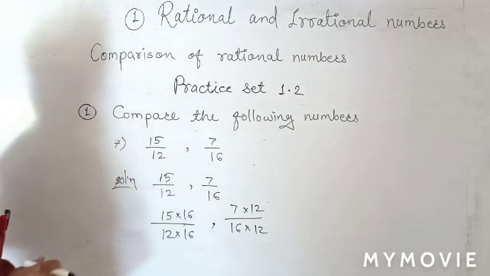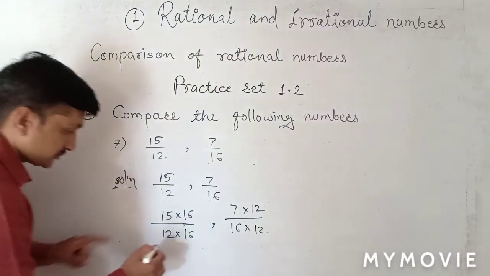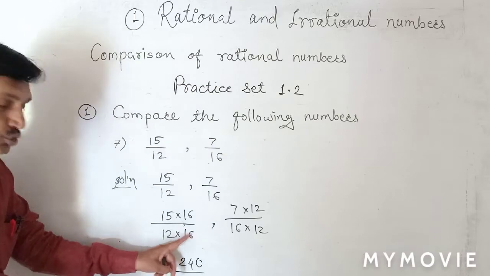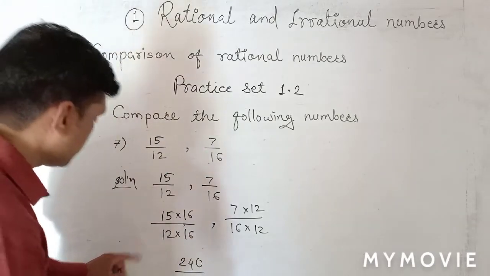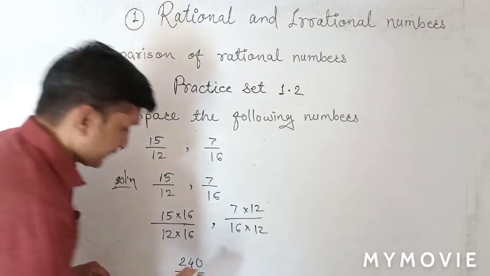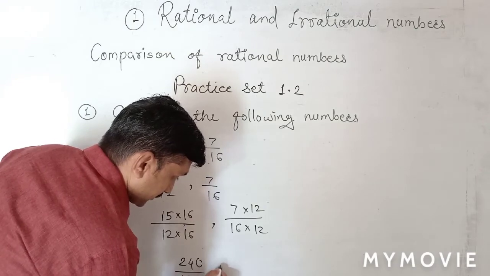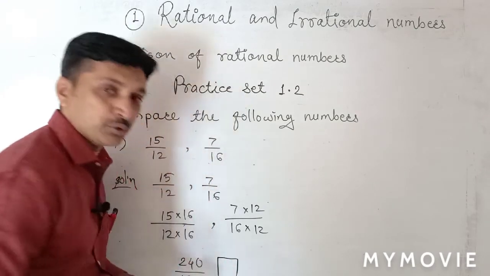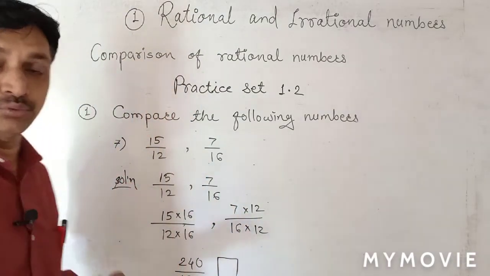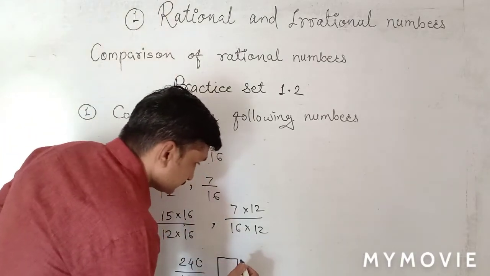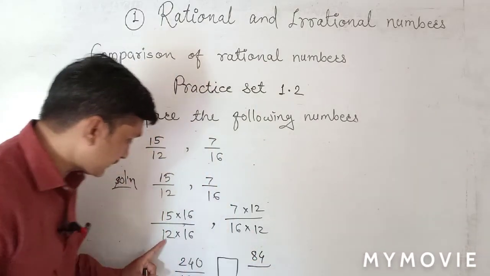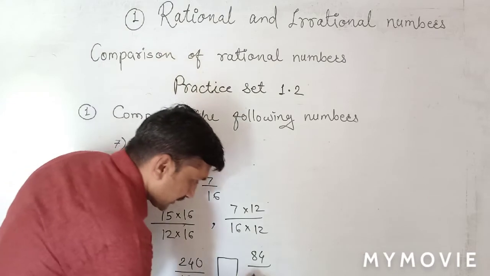15 multiplied by 16, if you multiply, we get 240. Upon 12 into 16, if you multiply, we get 192. That you have to solve in the rough. Now here I write a box because we are going to compare now. The fraction we got: 12 sevens are 84. That also you write down, 84 upon, and again 16 into 12, 192.